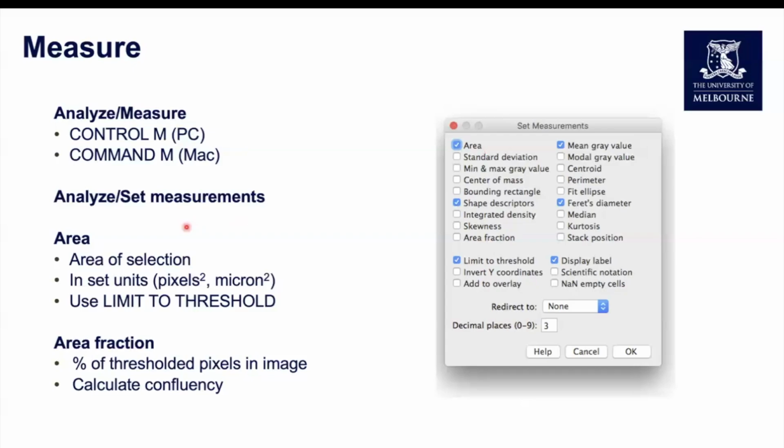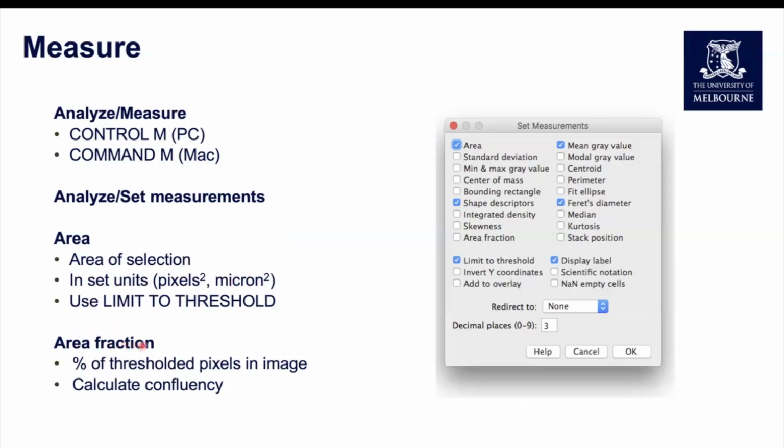In terms of what we can read out, one of the first ones here is area. So that's the area of selection. If you have a threshold there, that's going to read out just the area that you've selected within the threshold. The key here is you have to select the limit to threshold button. That area will be read out in whatever the set units are. So if your image isn't calibrated, it will be in pixels. If your image is calibrated in microns, then it would be in microns squared.